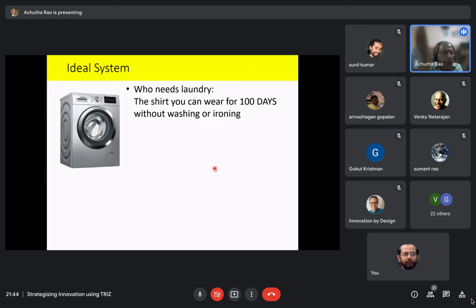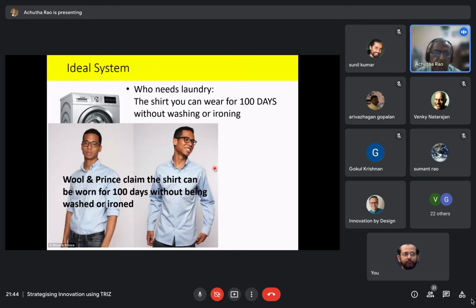So I go beyond the washing machine, right? I told you level 4 means I am not bothered about the washing machine. What is the real need of the customer? Clean clothes. Now my question will be how the clothes can clean themselves or remain clean. There are 2 options. Wool and Prints claim the shirt can be worn for 100 days without being washed or ironed. Actually, these kinds of shirts, like Arrow, I think they have launched it in Bangalore, need not be washed. You can wash after 100 uses. All right. So clothes remain clean.